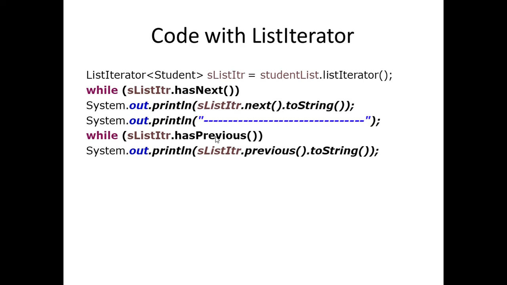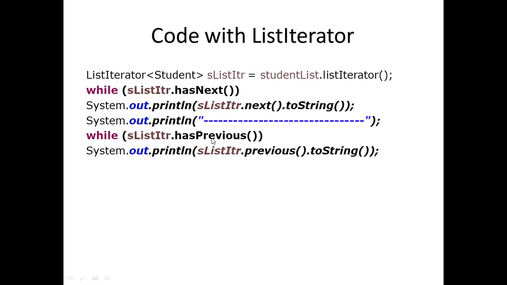So if you want to bring the iterator back to the beginning of the list, then you have to re-declare that. You will see that in the code. I'll show you. I'll highlight that. Now this is the second while loop: sListIterator.hasPrevious.